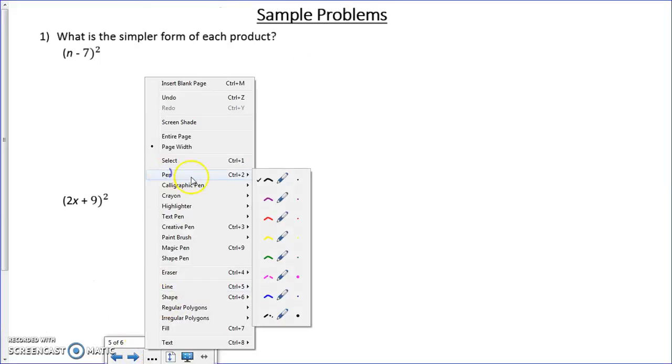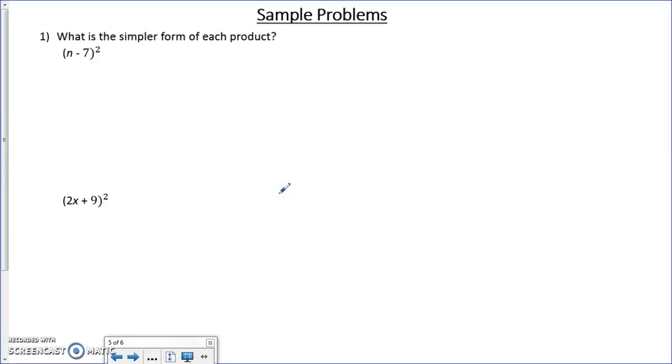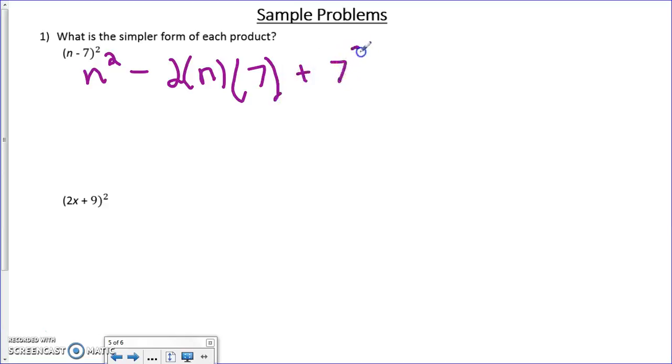So let's do some sample problems together. What is the simpler form of each product? So the first one is (n − 7) squared, and the second one is (2x + 9) squared. In both cases, we see that this is a special case. Okay, so one is (n − 7) squared. So we're going to square the first term, and because I see a minus sign, I'm going to write minus 2 times the two terms plus the square of the second term.